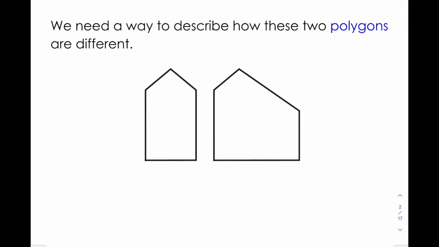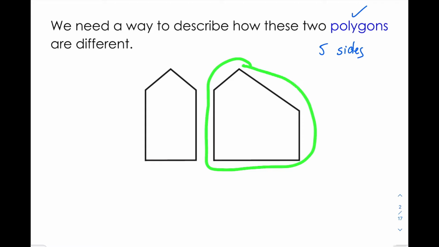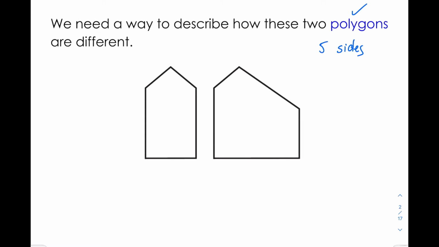We need a way to describe how these two polygons are different. Well, maybe we'll look at how they are the same first. They are both polygons because they have straight lines and it's a closed shape. They both have 5 sides. But otherwise, the polygon on the right has no equal sides, while the one on the left does have equal sides. So we're going to use hash marks to label equal sides. By equal sides, we mean sides that are the same length.